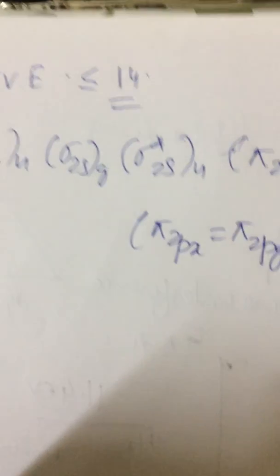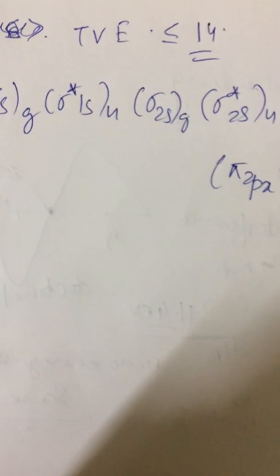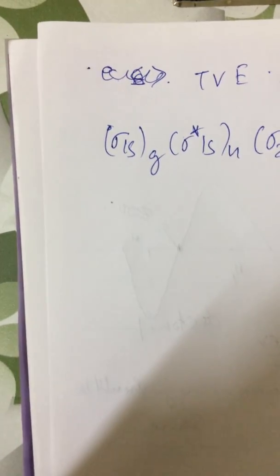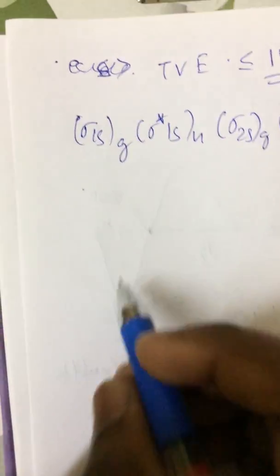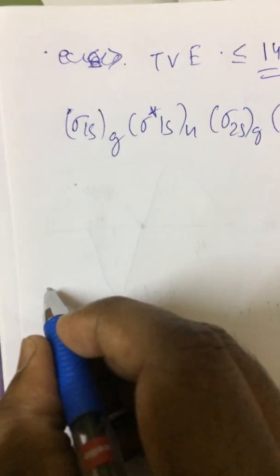Okay guys, so now you fill the electrons in this, and with the help of this filling of electrons, you can also calculate the bond order. First, I will give an example for molecules with less than or equal to 14 electrons.